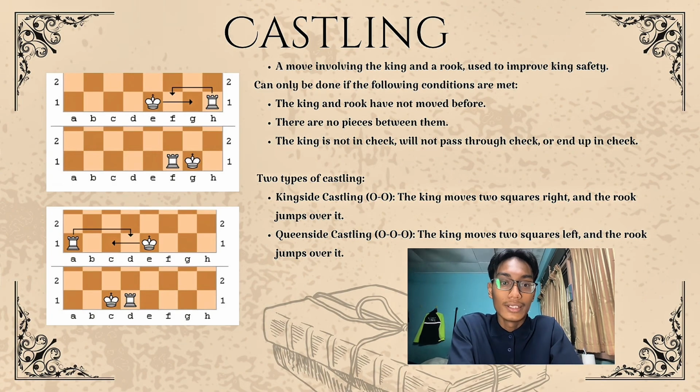There are 2 types of castling. First is kingside castling, also known as O-O. The king moves 2 squares right and the rook jumps over it. Next, queenside castling, also known as O-O-O. The king moves 2 squares left and the rook jumps over it.